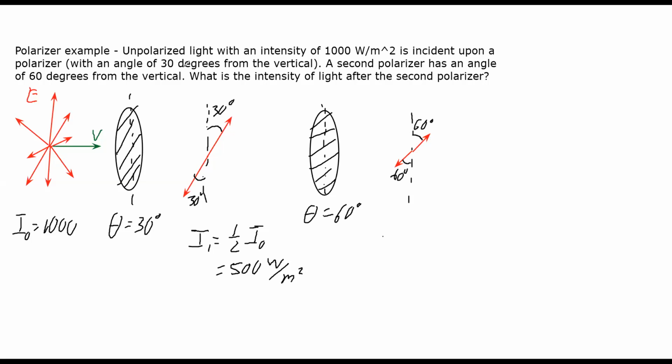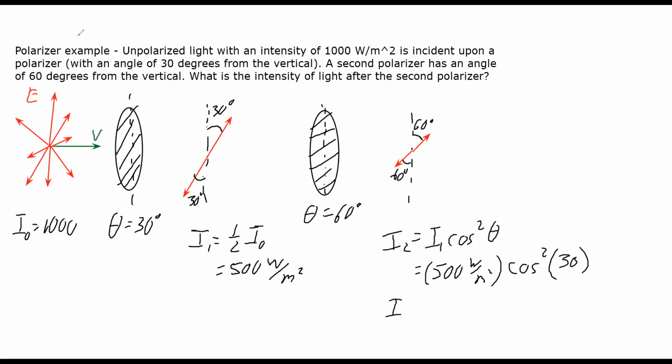Let's call this I2. I2 is going to equal what we had in I1 just before the second polarizer, times cosine squared theta. So I1 is 500 watts per meter squared. And then cosine squared theta, well, what's this theta? Remember, theta is the angular difference, it's not just the 60. It's the difference between 60 and 30, the difference between these two angles. So in that case, it's going to be 30. So cosine of 30 degrees here.